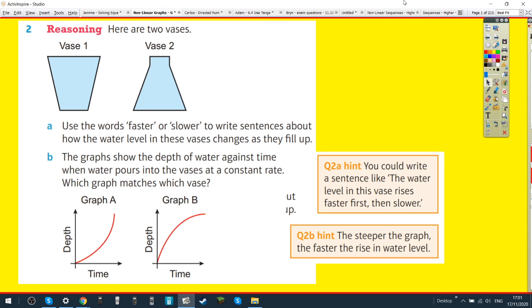Here are two phases. Phase one. Here's the word obstacles. Here is... so use the ones to write sentences about how the water level in this phase changes.